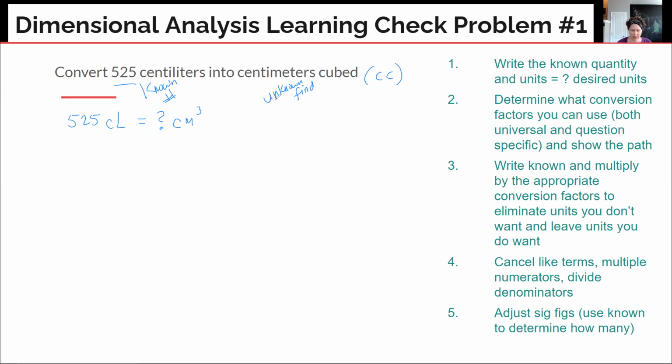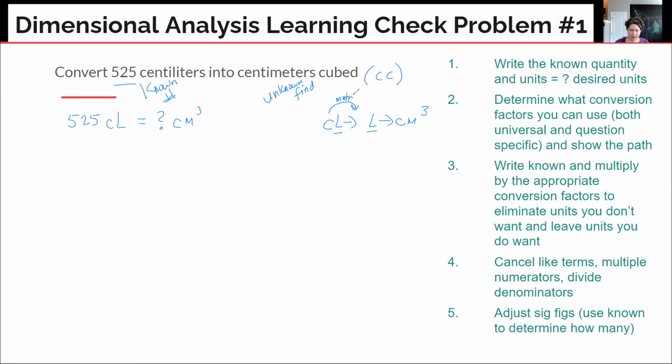I need my conversion factors. So I'm going to be going from centiliters to something, and from that something to centimeters cubed. So what is that rule? Whenever I have metric stuff, my bases have to match. So I know I have to convert to some kind of liters this way. So I'm going to use the metric ladder for this first jump.